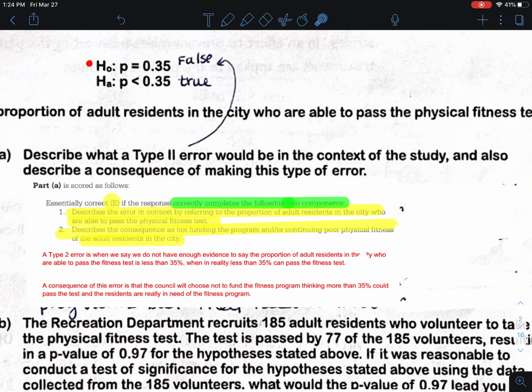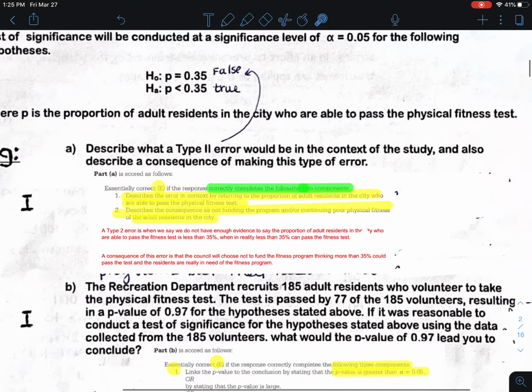So keep in mind, we're failing to reject this. That means our conclusion is we don't have evidence that less than 35% could pass it. But in reality, the truth is that less than 35% can pass it. Okay, that's describing a type 2 error. A consequence for this error is that the council would choose not to fund the fitness program, thinking that at least 35% could pass the test, when in all reality, the residents really are in need of the fitness program. Okay, right, so that's part A.